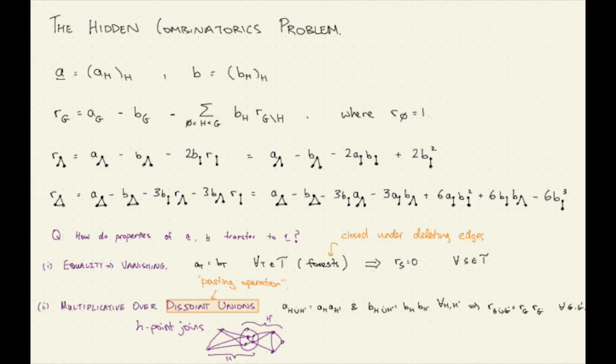You also get that if you have a set of these things such that these A and B values are 0, then for some sort of closed set, so the set of forests, for example, when you delete edges and stay a forest, then you get that these R's are 0 there.